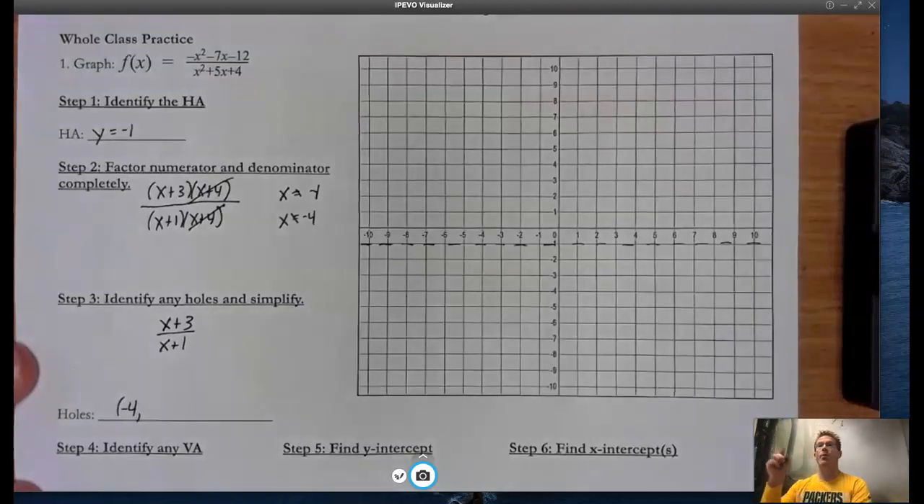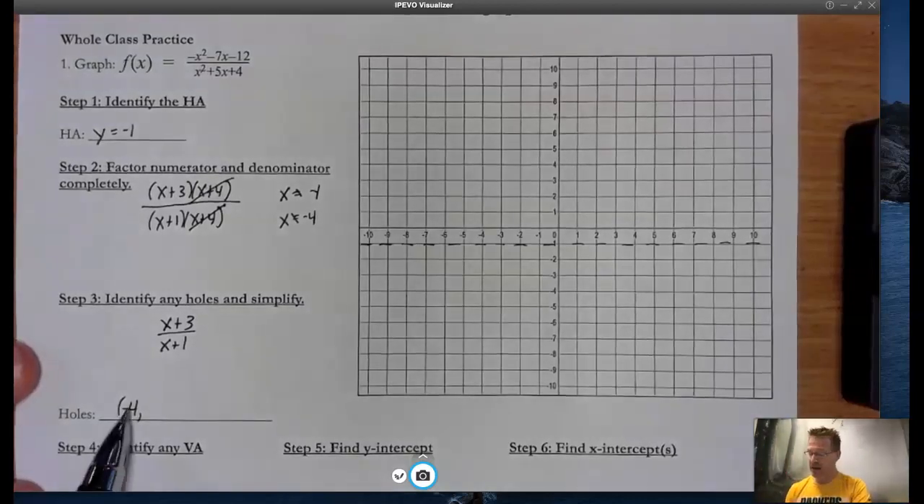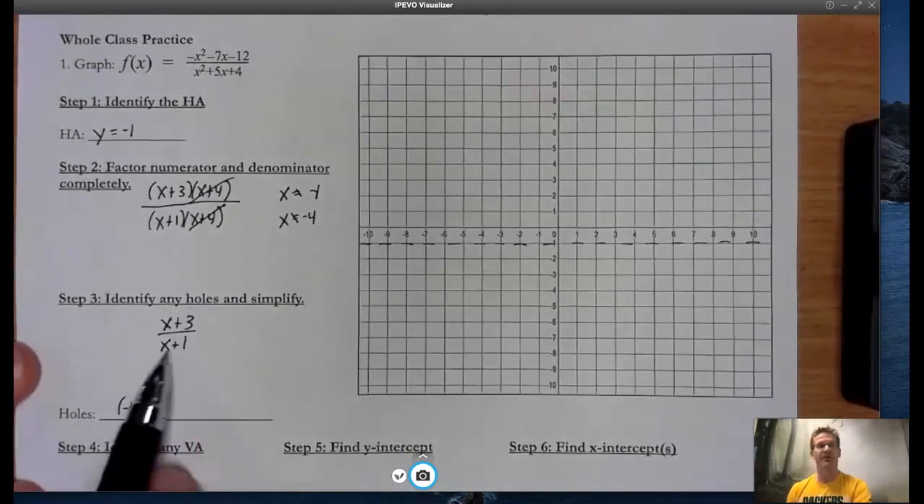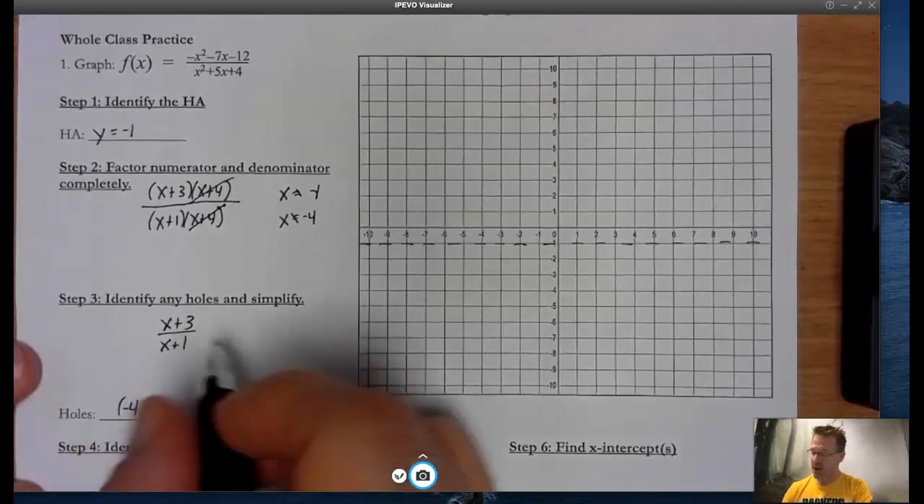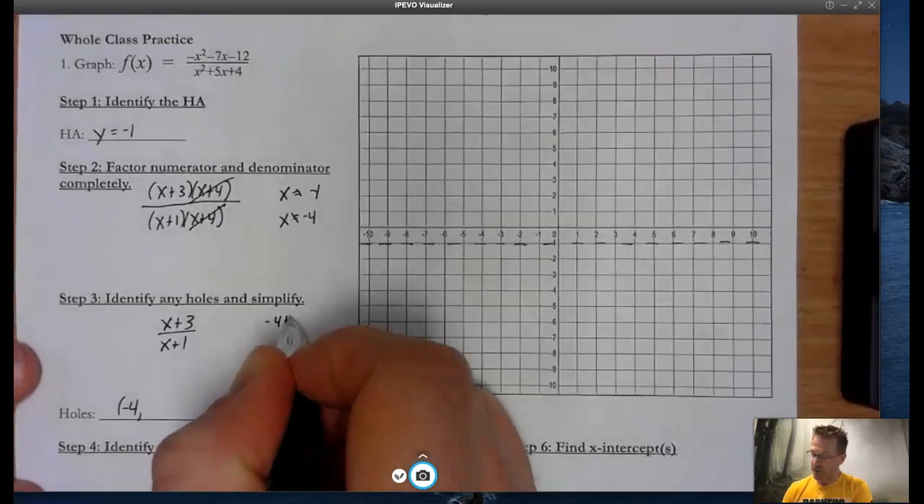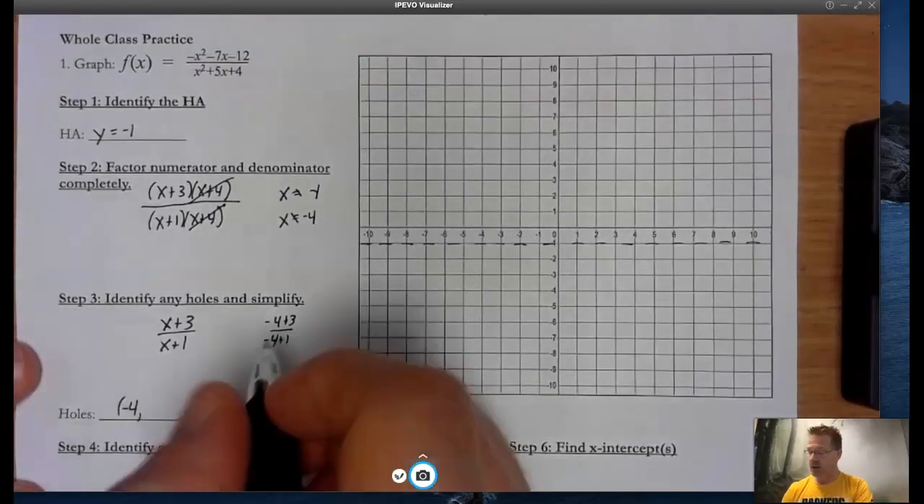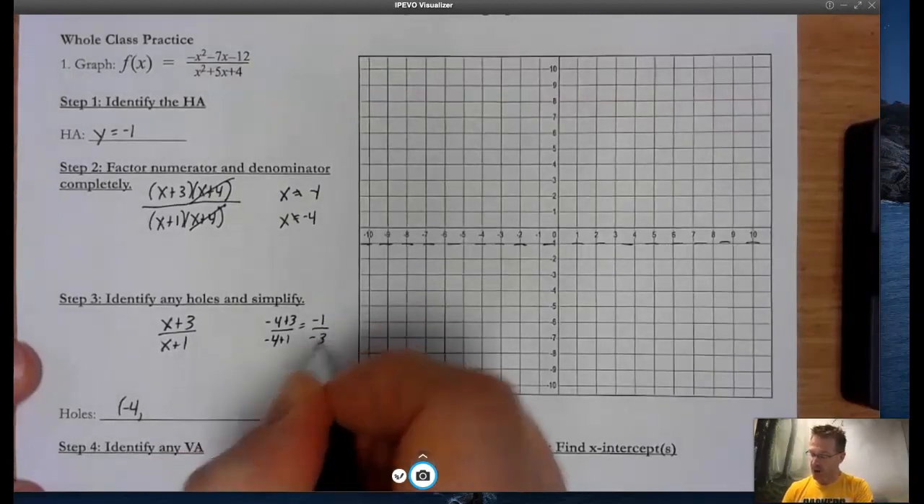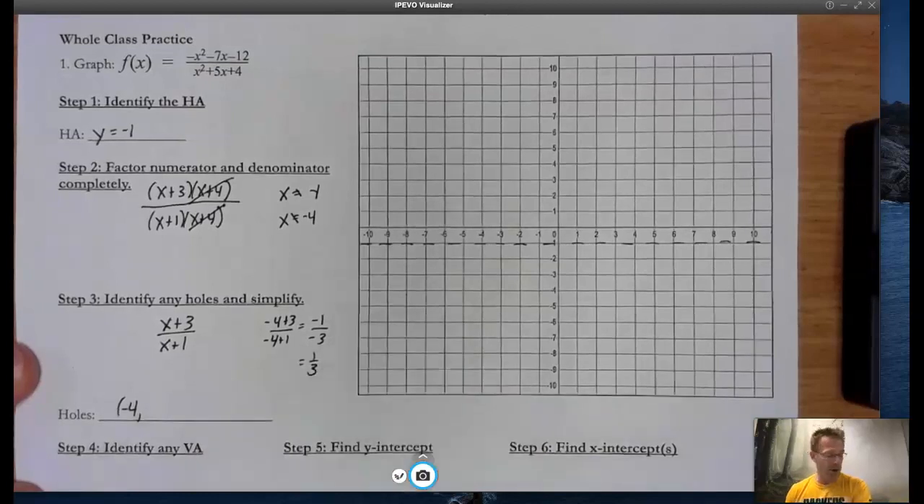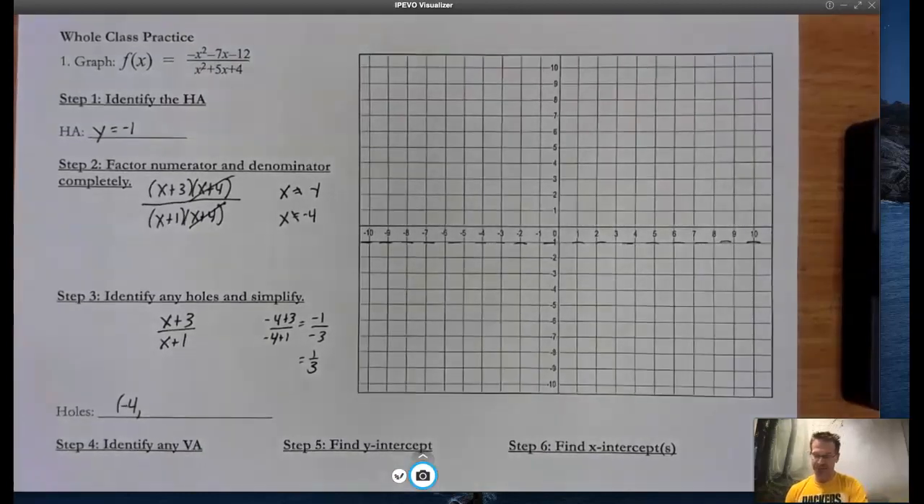Now remember, to find the y-coordinate of that hole, I'm going to take -4 and plug it into this simplified version. Because it looks like I can use it, but we know we have to throw it out. So if I do that, I get -4 plus 3 over -4 plus 1. And -4 plus 3 is -1. -4 plus 1 is -3. So that is 1/3.